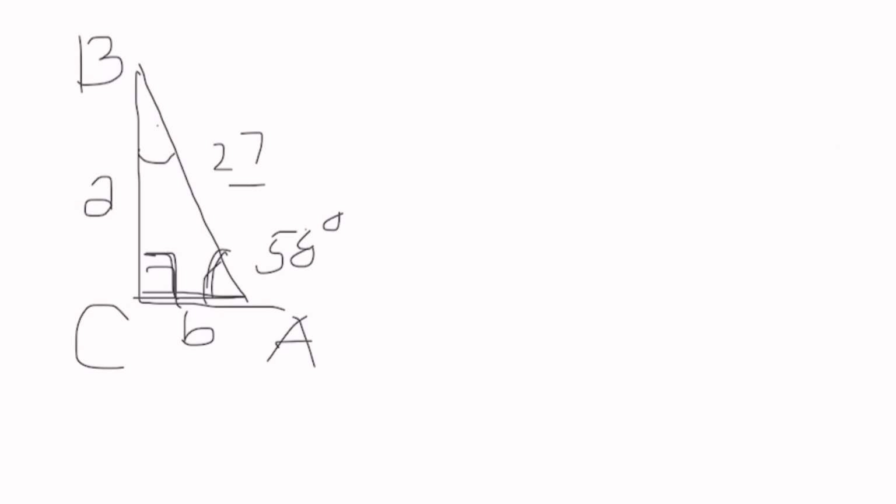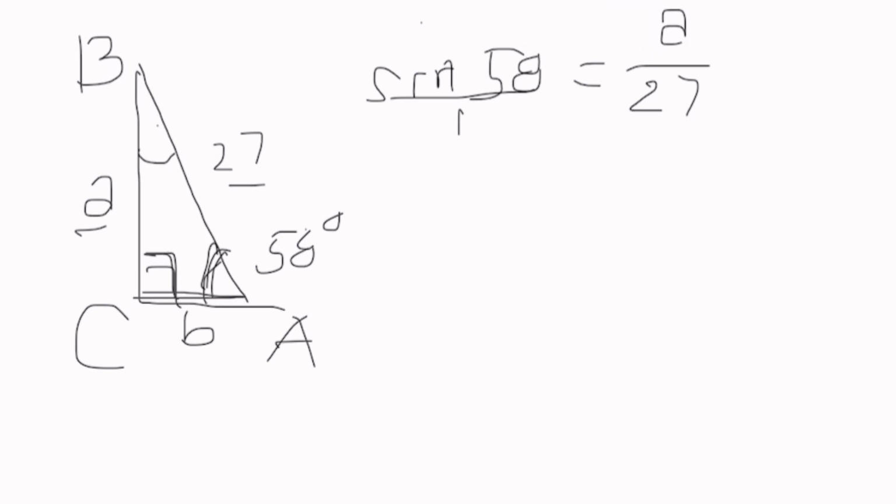Now to find A here, which is the opposite of angle A, 58, we can use sine. Sine is opposite over hypotenuse. So we're going to have sine of 58 equals opposite A over 27. Same process, cross multiply. A here will be equal to sine of 58 times 27.